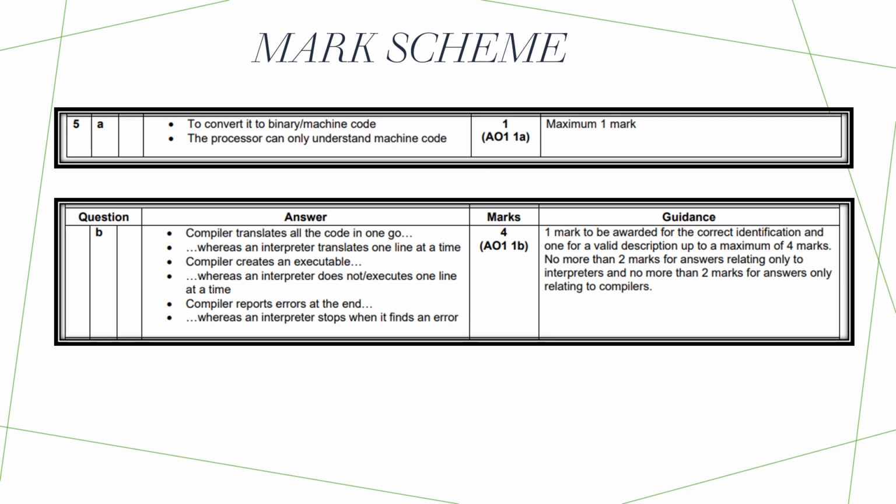It says on the right, 1 mark to be awarded for the correct identification and 1 for a description. No more than 2 marks for answers relating only to interpreters and no more than 2 for only compilers. So if you've just talked about one particular thing and not compared, then you can only get 2 out of 4. Okay, let's move on to the next question. You should be marking as you go through, and that question was out of 5.